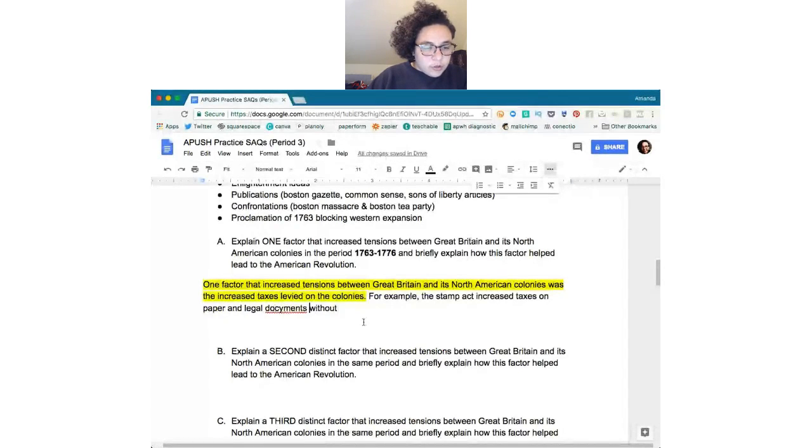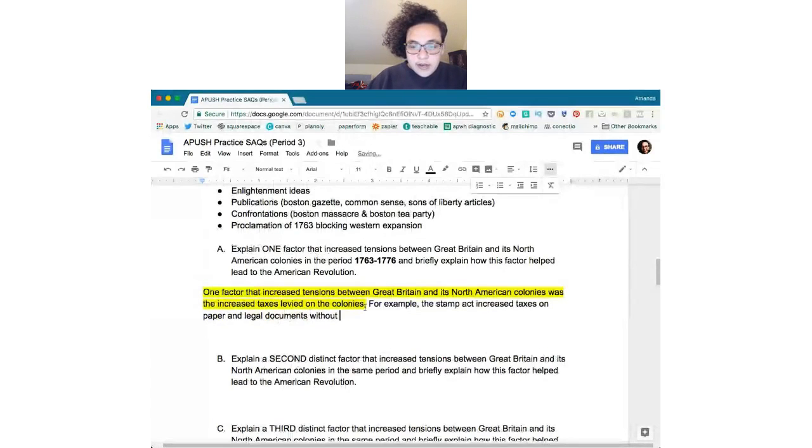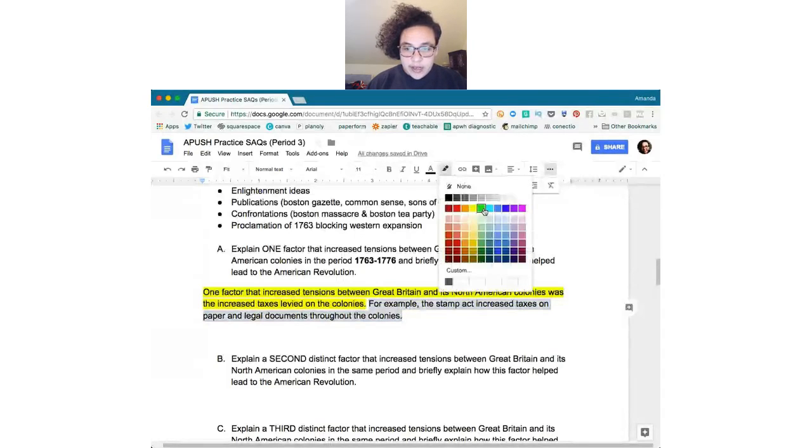50 commonly used forms of paper. All right, documents, increased taxes on paper and legal documents throughout the colonies. Okay, so in part 2, you just choose one, right? So in this case, you're saying they increased taxes, so pick one of the ways they did that and cite that. And then this would be your C, right? This is your C part of ACE.